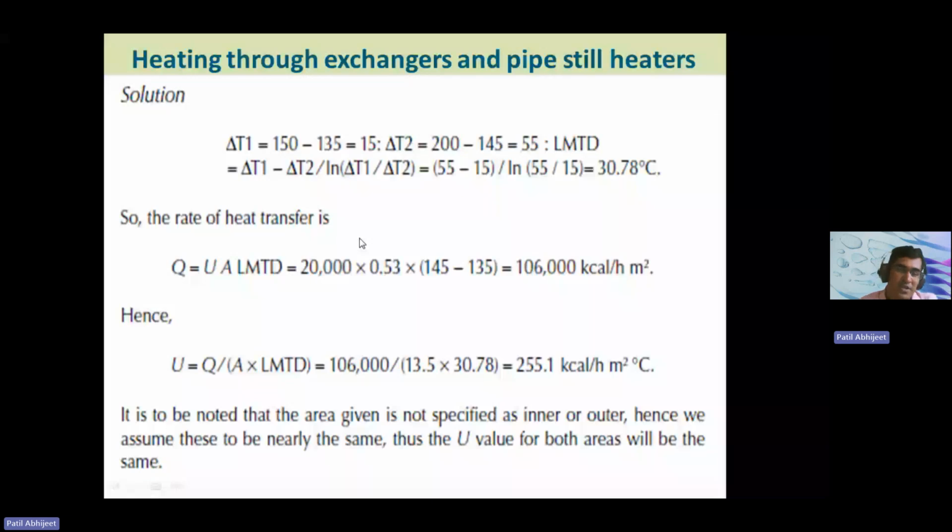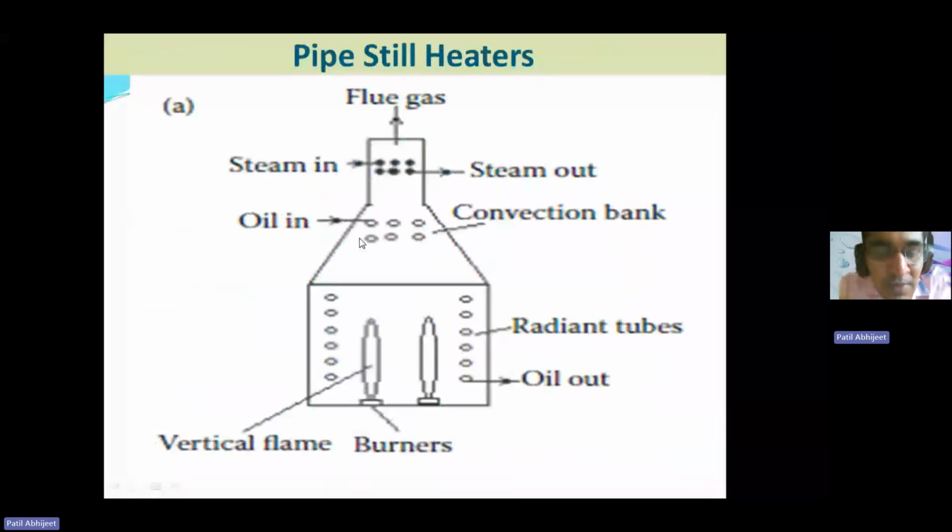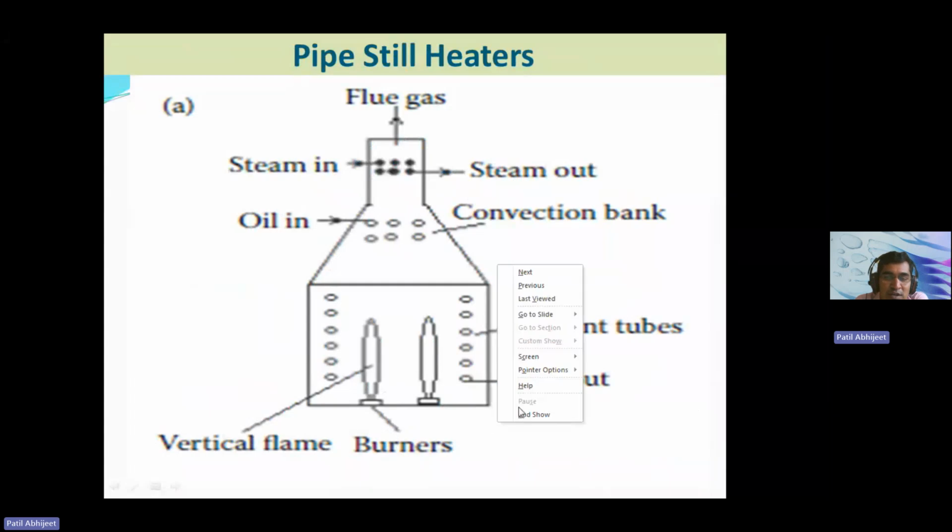Now next is the pipe still heaters. Here you can see a proper example of pipe still heaters. These consist of two sections: one is the radiant section, another is the convection section. Burners are attached at the bottom to create the radiant energy, and the vertical flames transfer the heat.